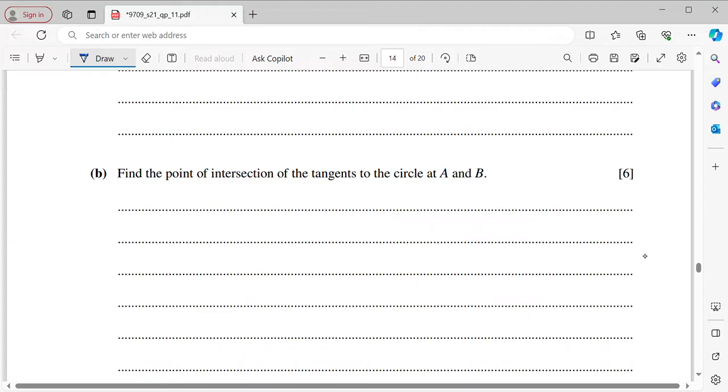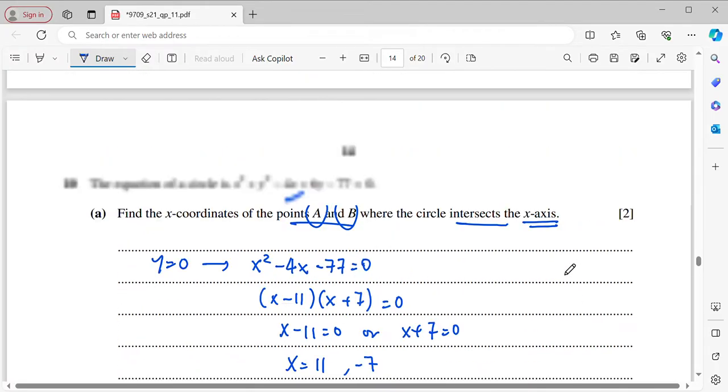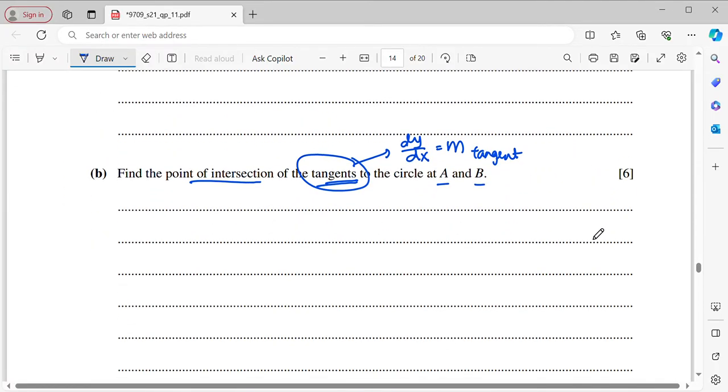Okay, now part B. Find the points of intersection of the tangents to the circle at A and B. So just now we found A and B, the x-coordinates, right? Now to get the tangents, we need to get dy/dx, which is the gradient of the tangent. After that, we substitute into the straight line equation. So first we have to rewrite the equation of the circle: x squared plus y squared minus 4x plus 6y minus 77 equals 0.